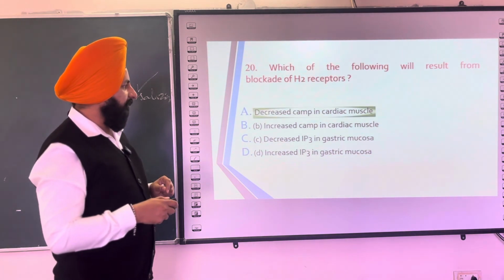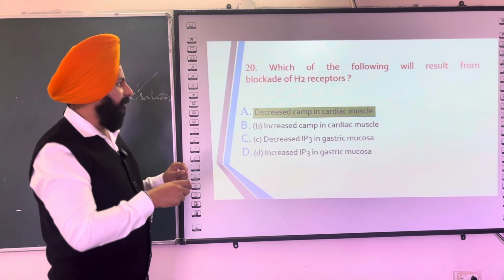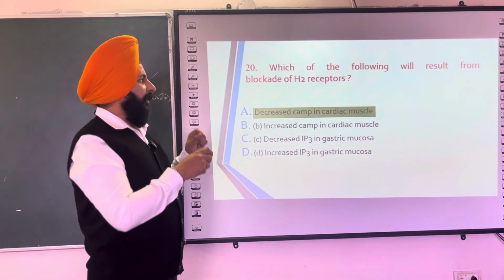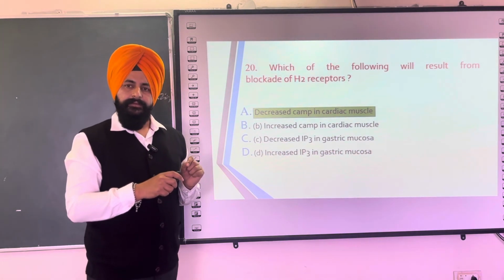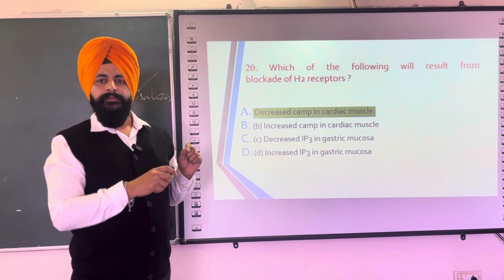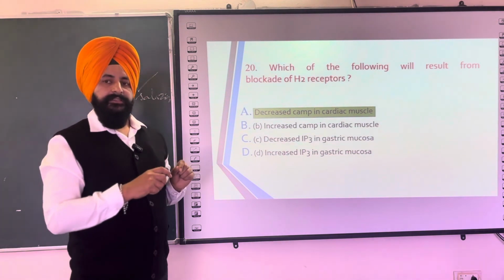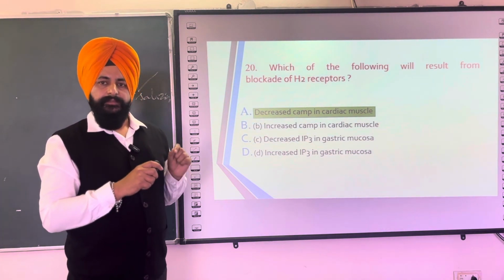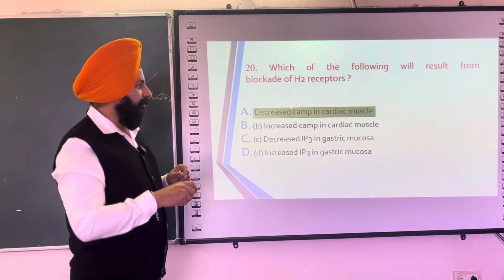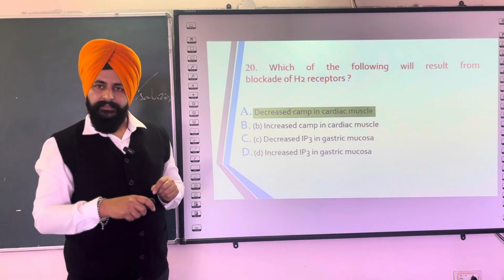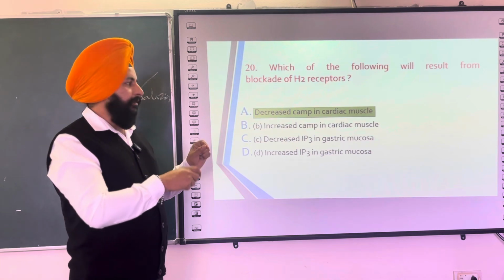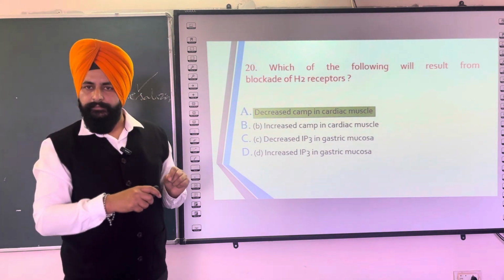The correct answer is decrease cAMP in the cardiac muscle. H2 receptor blockade reduces cAMP level because these receptors act through the Gs type of GPCR. So if you block this receptor, it will decrease the cAMP level in the cardiac muscle and can be useful in case of cardiac problems.